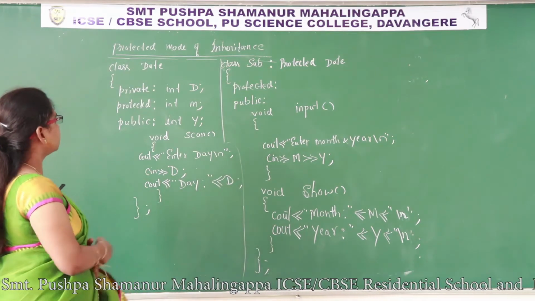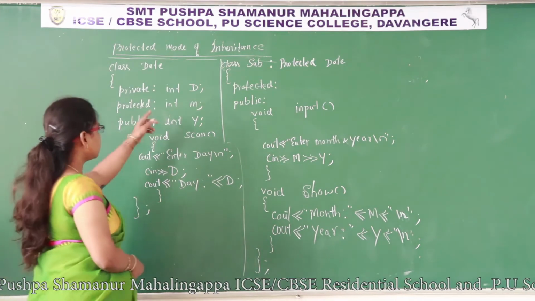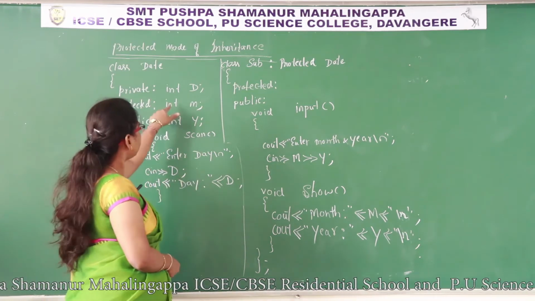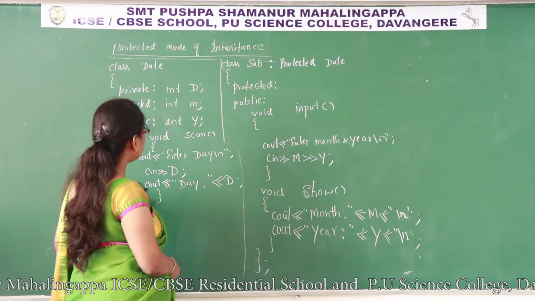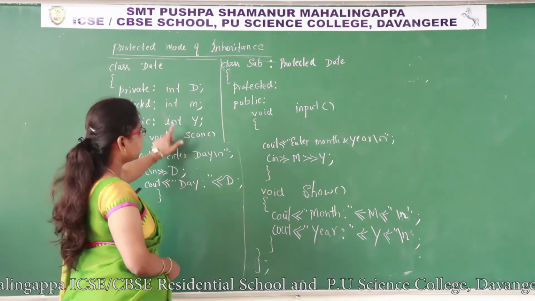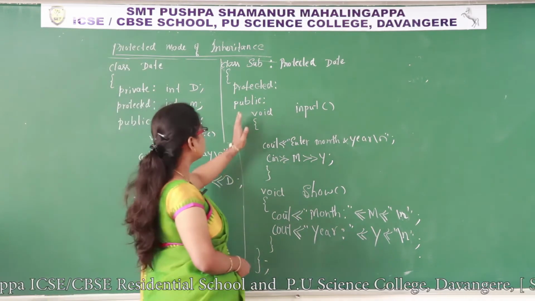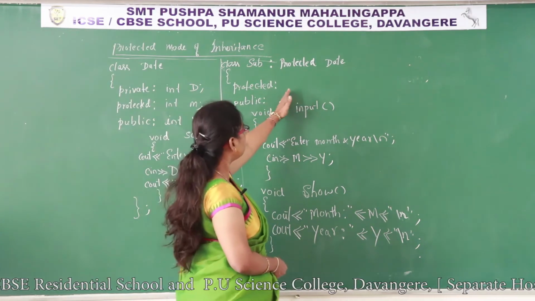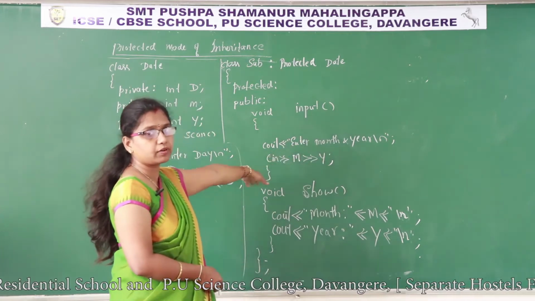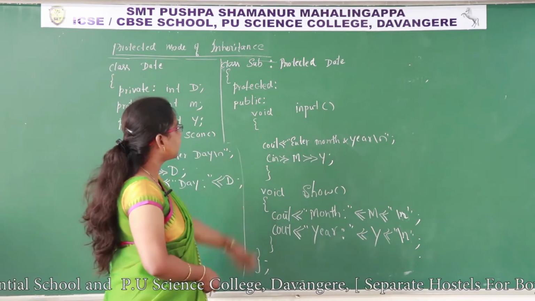See, the private data D is accessed through the member function scan. Protected members M, Y and scan function. These three are the members which are going to be inherited to the derived class. They are coming to protected section. Now how to access protected members? Through the member function of this class, subclass.